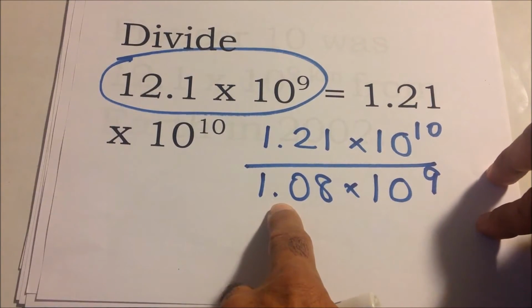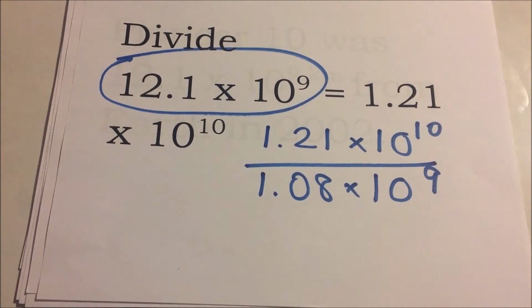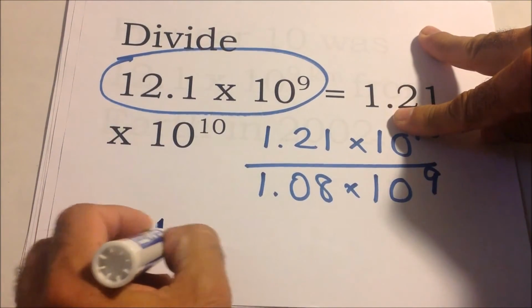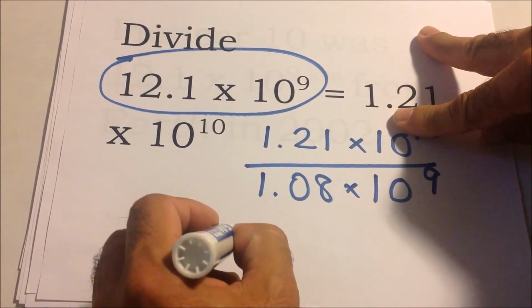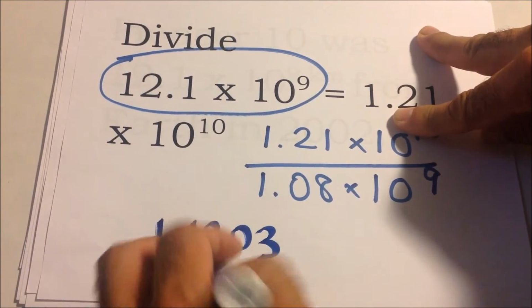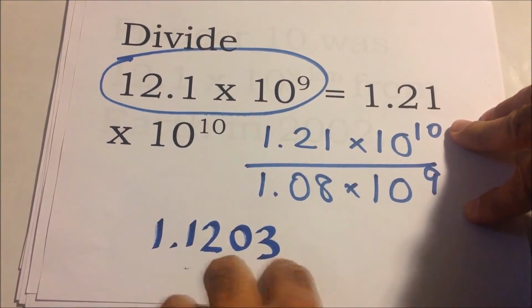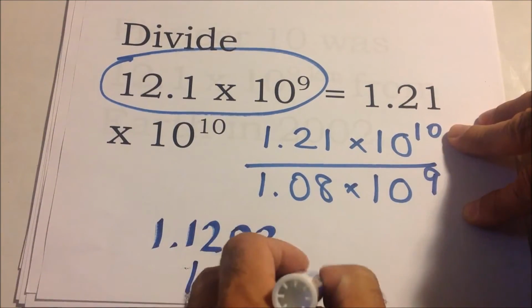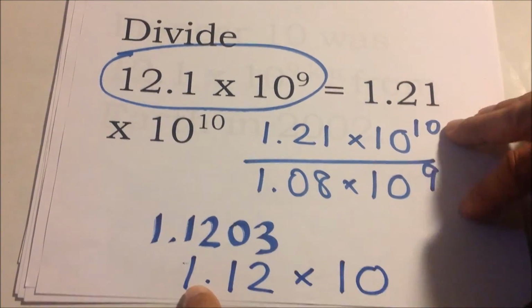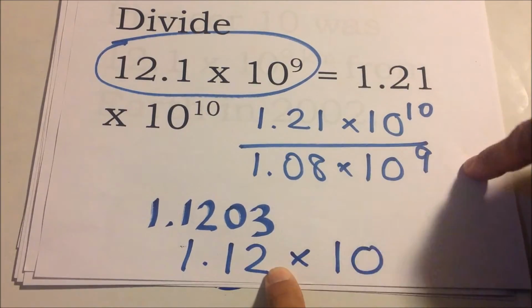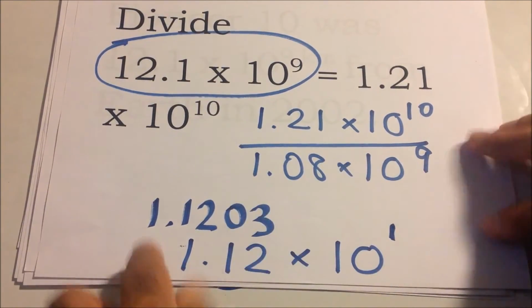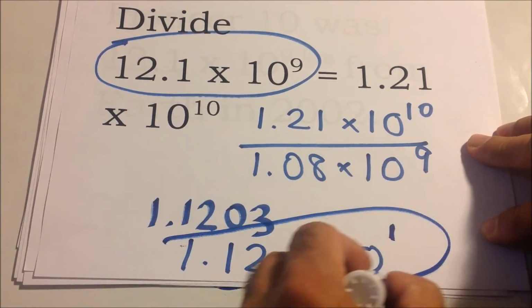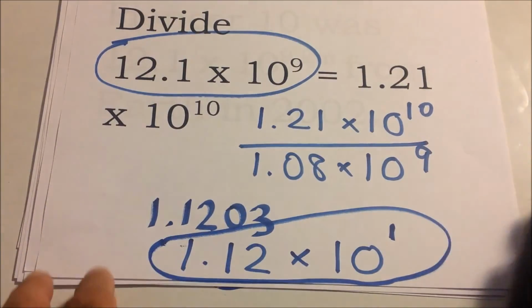Right? So you can stop at the thousands. Well, you're going to get a long number again, so it's going to be about 1.1203, but let's just say 1.12 and times 10, because it's the power of 10. 10 minus 9 is 1. So that's the answer in scientific notation.